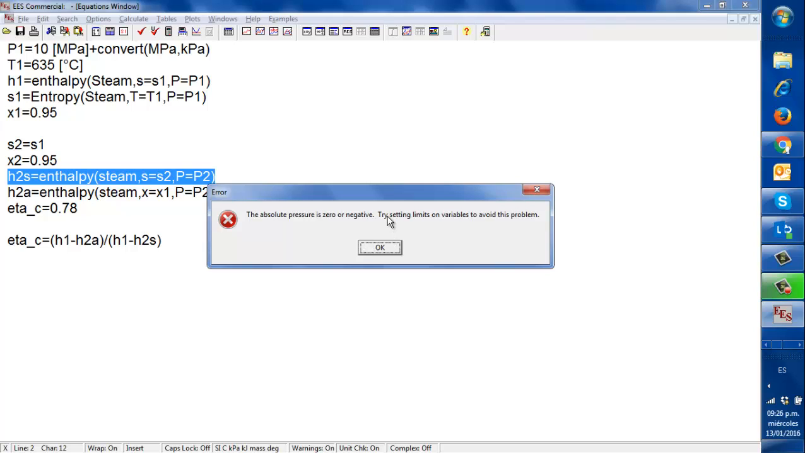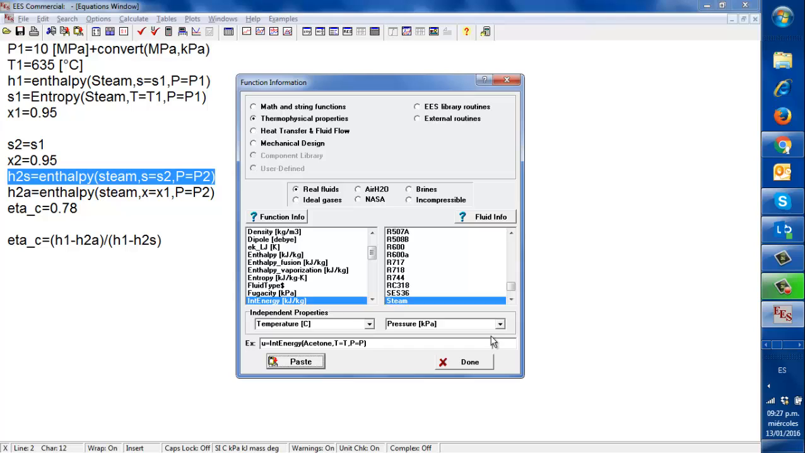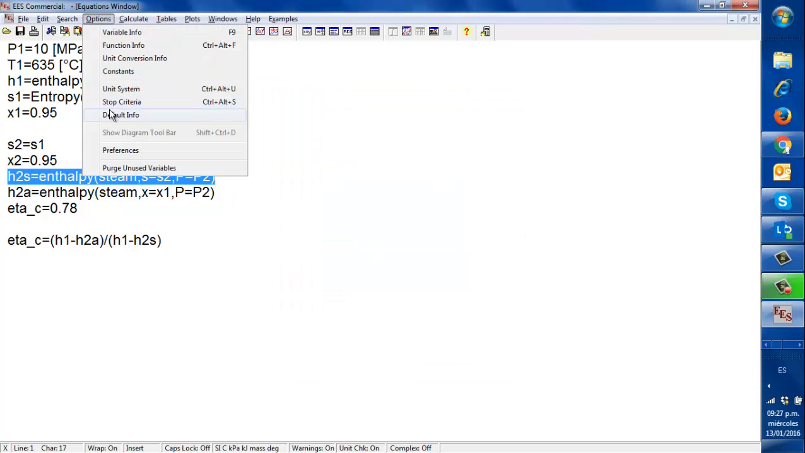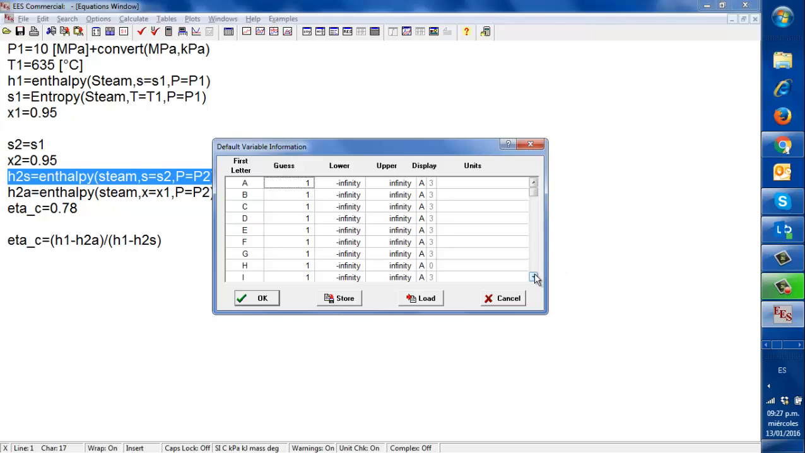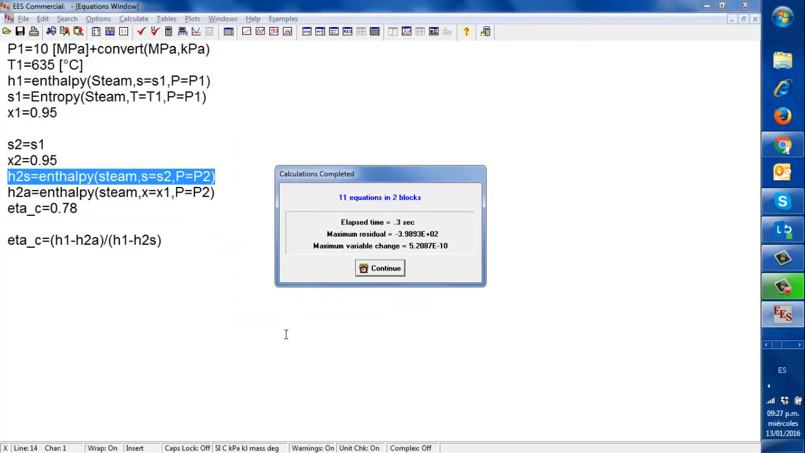Oh, try setting limit to avoid this problem. It says the absolute pressure is negative or 0. So you can go to options, default info, and you say, okay, the pressure, let's start with pressure, could not be as low as minus infinity, should be above that. So I will say that it will be above 1, and my guess value is 1. So press F2, it solves.